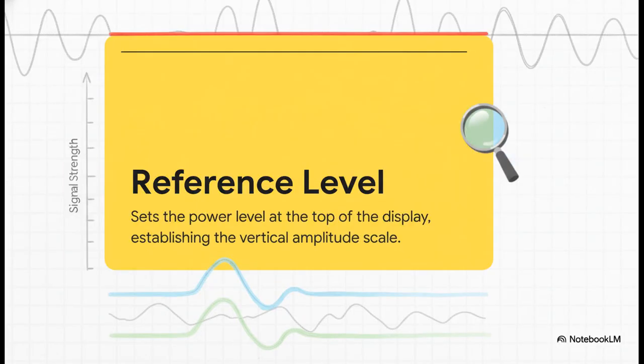Next, we've got the reference level. This basically sets the ceiling for your measurement. See, the up and down axis measures signal strength, and the reference level is simply the value at the very top line of that grid. You adjust it to move your signal up or down on the screen so it's not smashed against the top or buried down in the noise at the bottom. It's all about getting that perfect view.